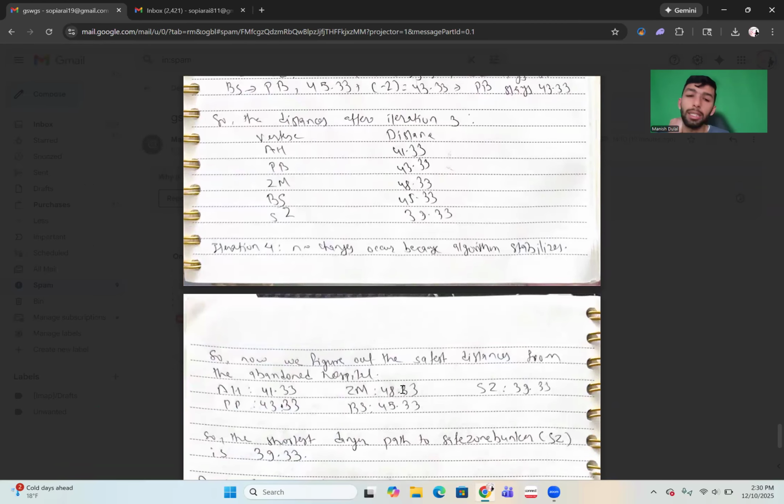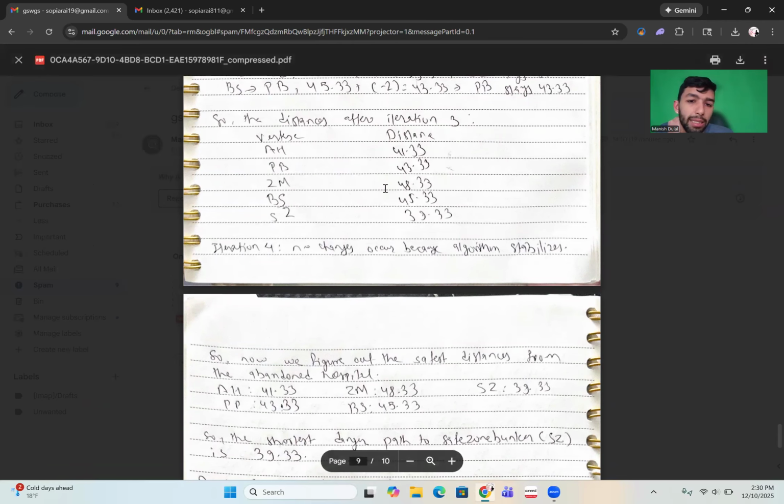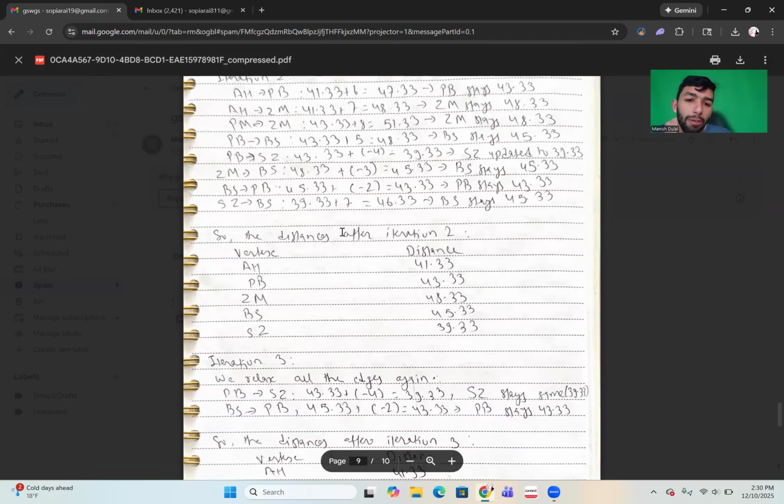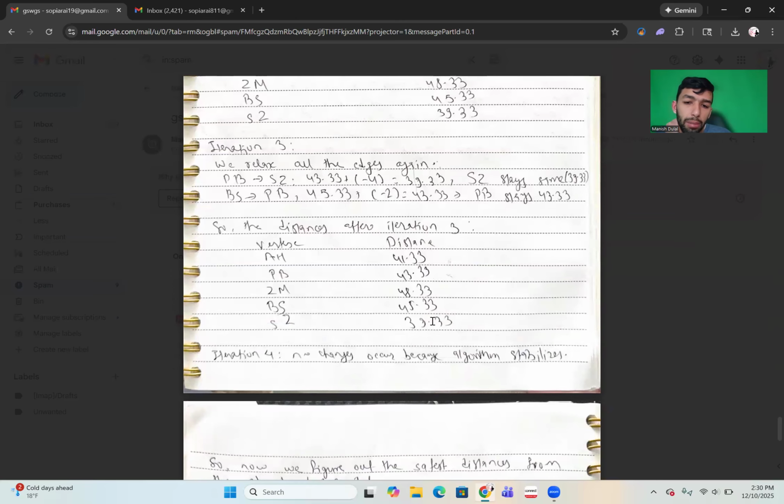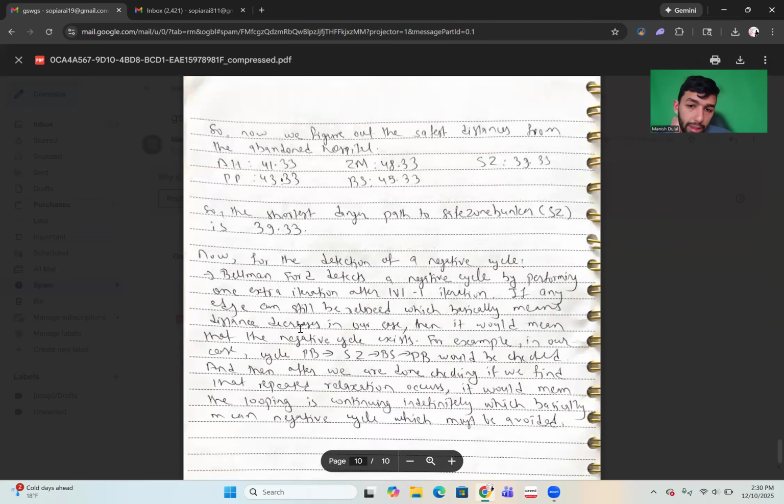It is essentially what we're trying to find: the shortest safe zone distance. And once we go from iteration 1 to iteration 2 to iteration 3, that comes out to 39.33 for SZ. So that is going to be our answer.